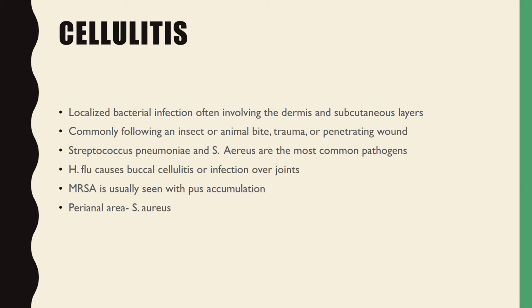H. flu causes buccal cellulitis or infection over the joints. MRSA can be seen, but typically when you see that, it has a pus accumulation with it. And if it's around the perianal area, then it's Staphylococcus aureus.